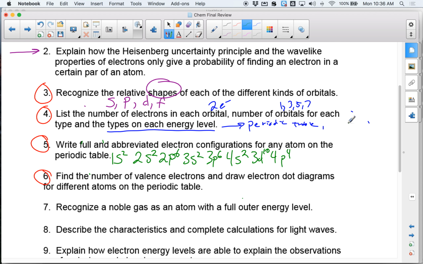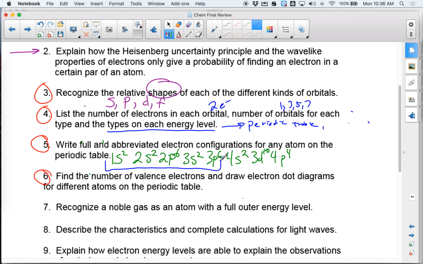Okay, now the abbreviated, remember we go back to the last noble gas. So looking backwards, the last noble gas that we went through is argon. Okay, argon corresponds to the first 18 electrons that are on there, up through the third p orbital. So basically all of this right here, if we were to write argon's electron configuration, it would be this up to this point.